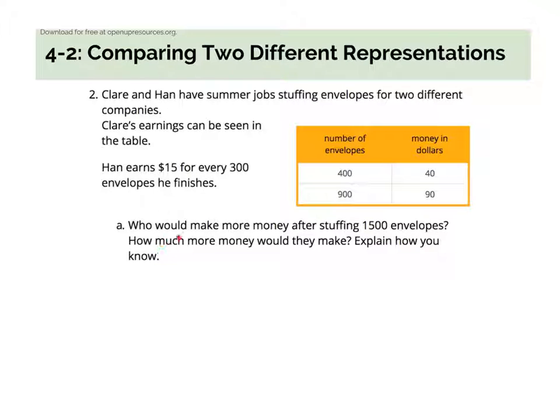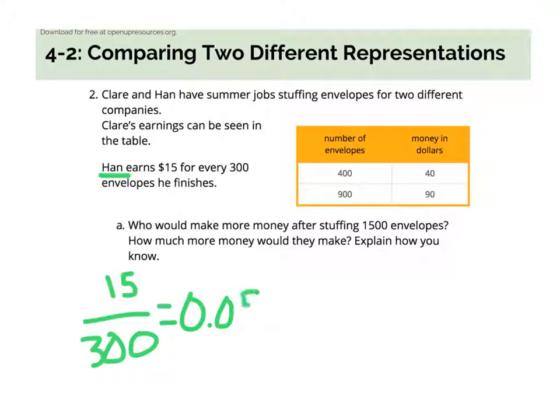Question A. Who would make more money after stuffing 1,500 envelopes? How much more money would they make? Explain how you know. This is kind of like that last problem we did. We should find the rate for each of Claire and Han. I'm going to start with Han. We know Han earns $15 every 300 envelopes. If we divide those, we're going to get the number he makes per one envelope. If I put that in my calculator, it looks like I get 0.05, which is about 5 cents each envelope.